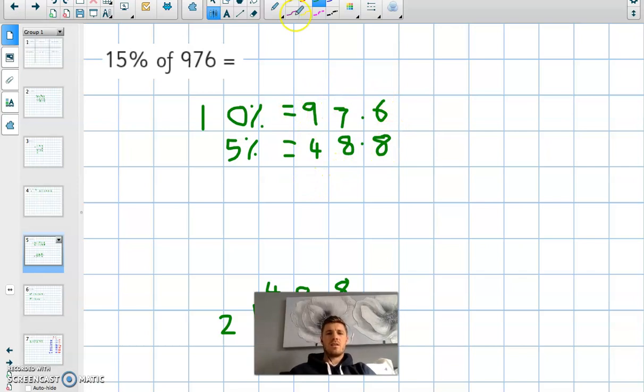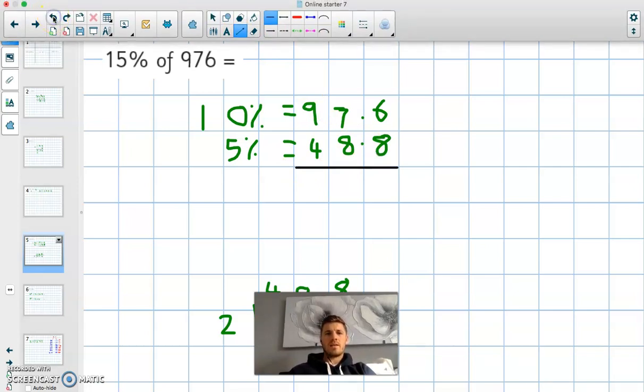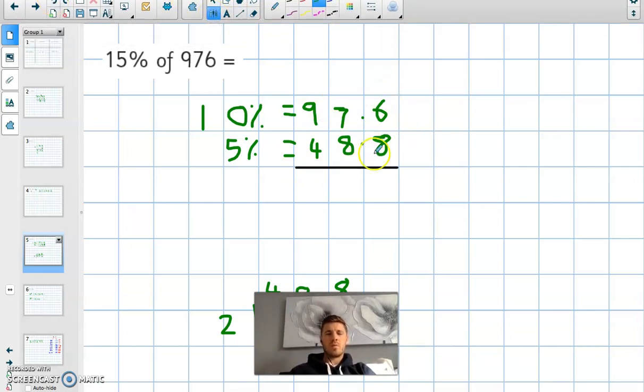I need to add these two numbers together. So I'm going to start by adding from the smallest digit. So 6 add 8 is 14. Drop my decimal point down. 7 plus 8 is 15, plus 1 is 16. And 9 plus 4 is 13. Add the 1 is 14. So 146.4 is your answer.